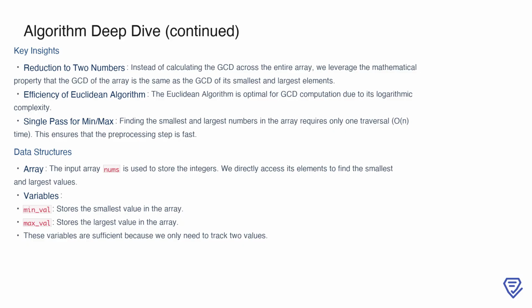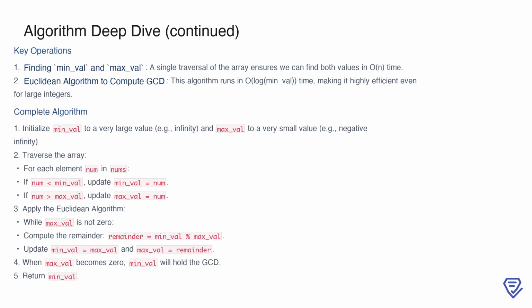From a data structure perspective, we simply use the input array to find min_val and max_val, and we store these values in variables. This minimal use of resources ensures the space complexity remains constant. Let's take a closer look at the key operations involved in this algorithm. First, finding min_val and max_val is accomplished in a single traversal of the array, which runs in O(n) time. Next, we compute the GCD using the Euclidean algorithm, which operates in O(log(min_val)) time. Combining these two steps gives us a complete algorithm.